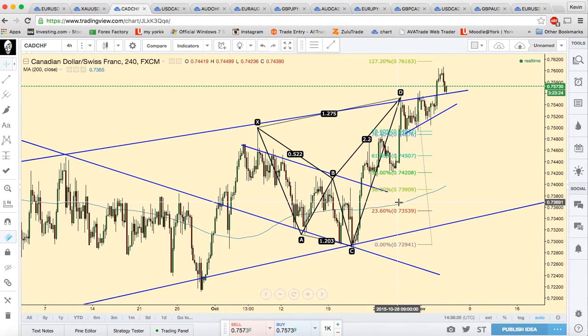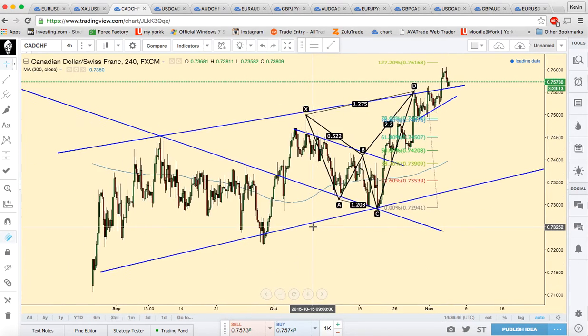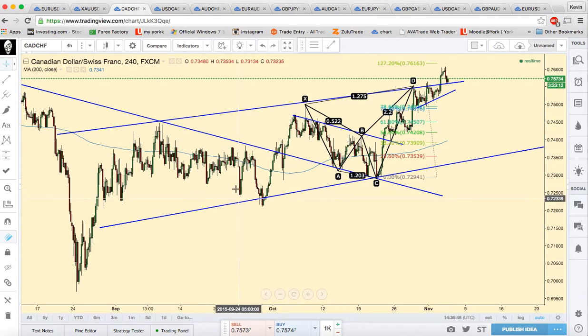But if you look at it, it was kind of a sketchy pattern because the C leg was below the A leg. But I took it because we had a nice channel that was going up and down, so I knew it had to come around the 74.50 area, but the Canadian dollar was too strong yesterday, so that's that.